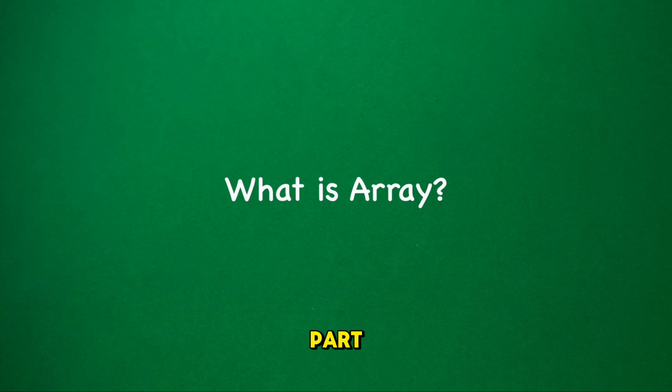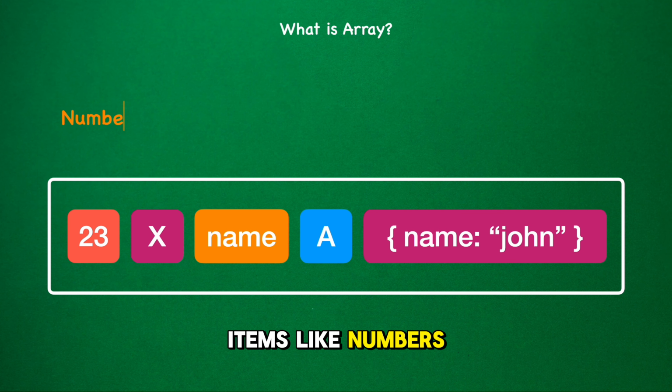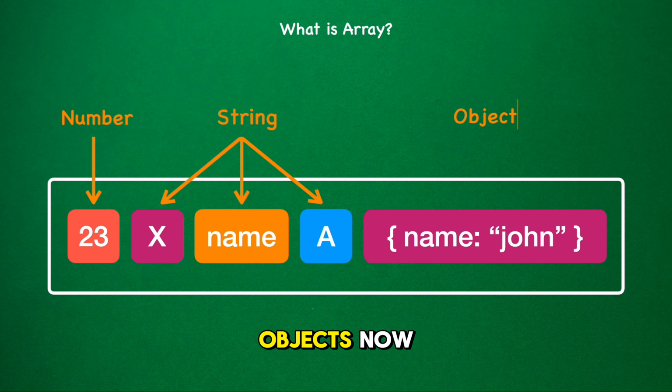In this opening part, we're going to first understand what an array is. An array is a versatile data structure that can hold items like numbers, strings, and even objects.